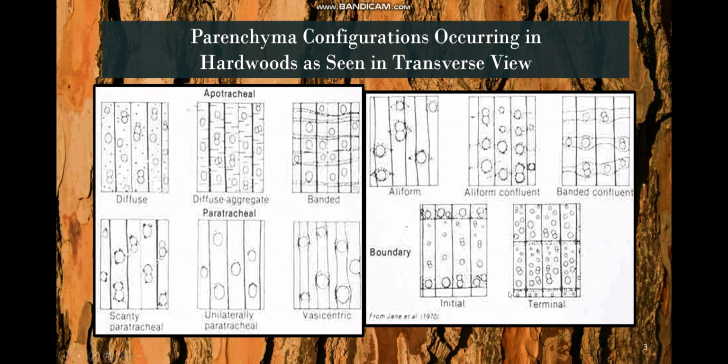Now the two below here are what we call the boundary. The first one is what we call the initial, and the second one is what we call the terminal.